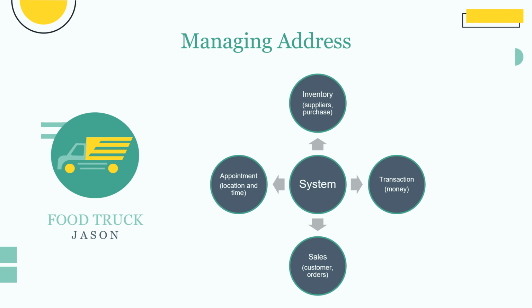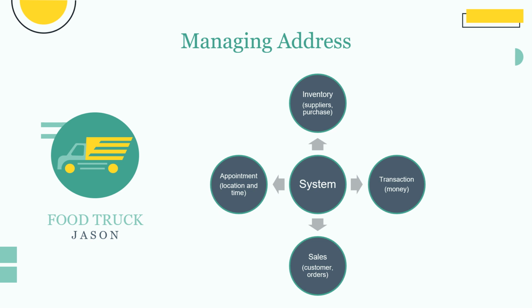Firstly, the system manages inventories, especially dealing with suppliers and purchases. Also, the system manages transactions, which means dealing with money. Also, the system manages sales. In this case, sales usually relate to customers and orders. And the system also manages appointments, and managing appointments usually relates to managing locations and times.